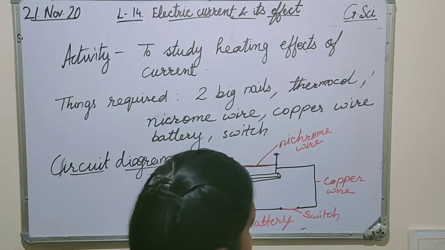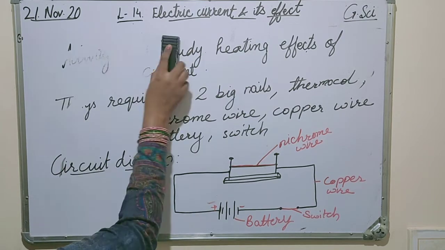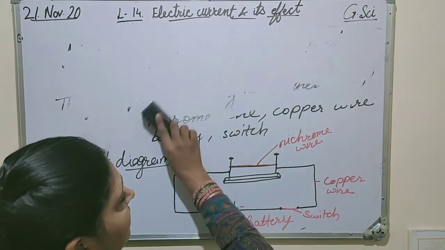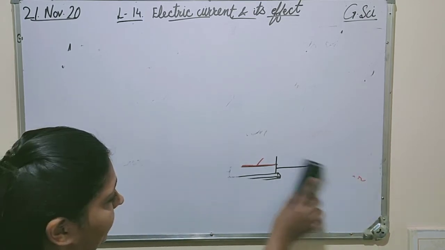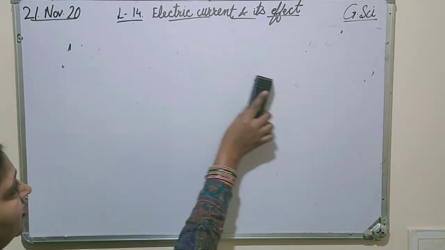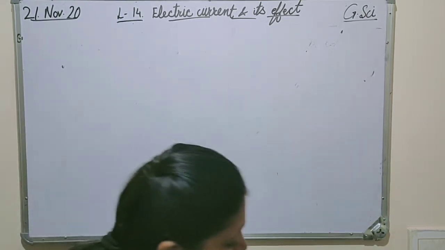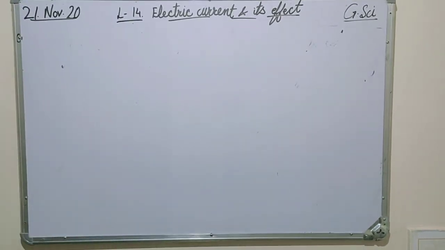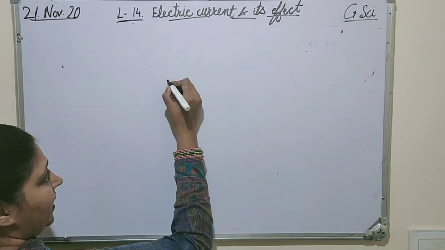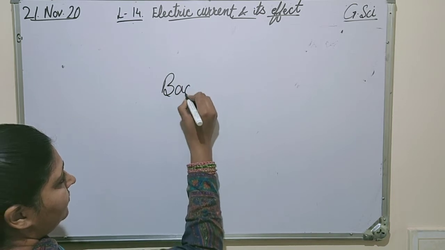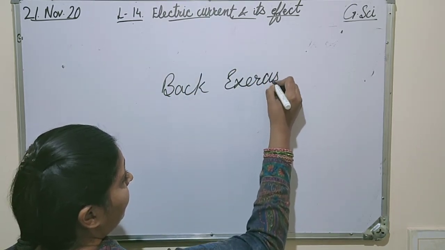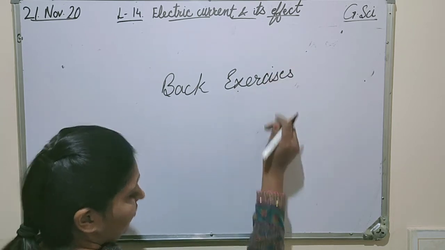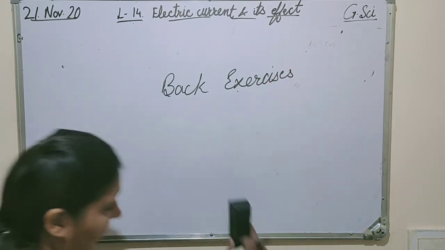So children, I am going to erase it and now we are going to discuss the back exercises of this chapter, the back question answers of this chapter. So let's do it side by side. They are very easy. Some of them have only diagrams.